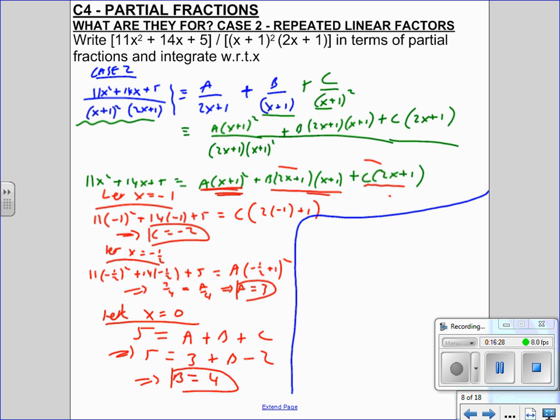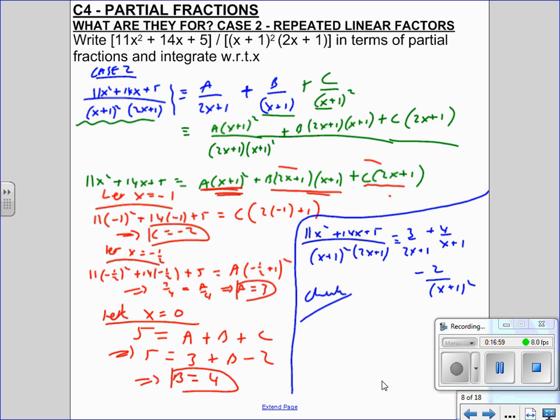So what we're saying is that 11x squared plus 14x plus 5 over (x plus 1) squared (2x plus 1) is actually always the same as 3 over 2x plus 1 plus 4 over x plus 1, and then C, which was minus 2 over (x plus 1) squared. Okay, finished, but we're not finished because we need to check.